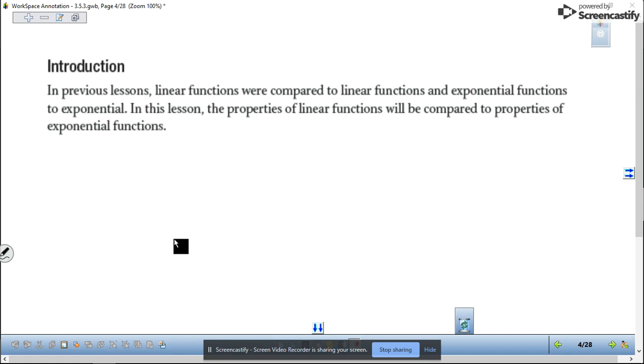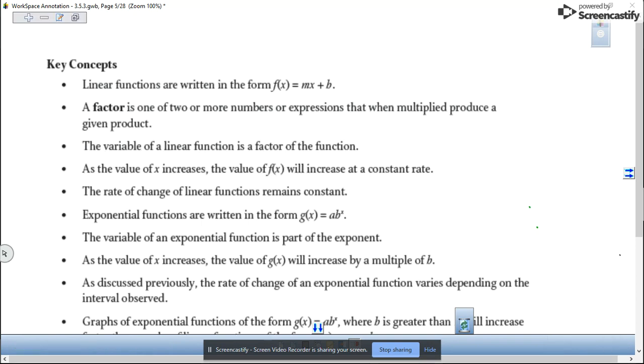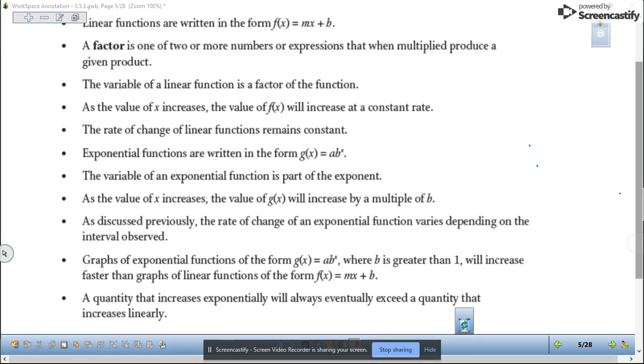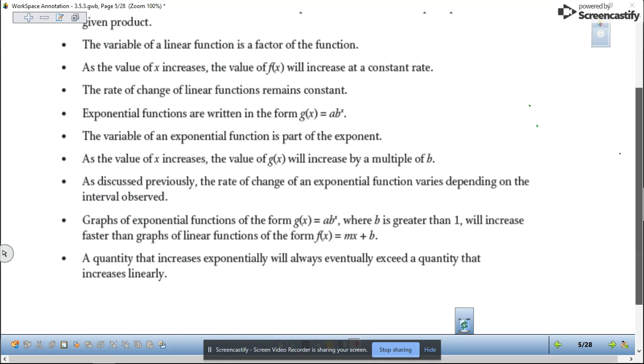All right, in lesson 353, we want to compare linear functions to exponential functions, as opposed to linear and linear, exponential and exponential like we did in the last two lessons. So there will be some key features we want to focus on while we're doing this, and some of those are listed here. The first part of these is some stuff we should know about linear functions, and then some things we should know about exponential functions.